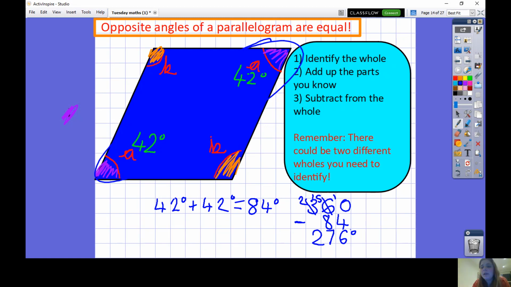Do you know what my final step will be? Can anyone work it out? 2 B's are equal to 276. How do I find 1 B by itself? Well done if you're now saying I need to do 276 divided by 2 to find one of them by themselves. 2's into 2 is 1, 2's into 7 is 3, we group 1, 2's into 16 is equal to 8. That tells me that this angle B is 138 degrees and this is 138 degrees.